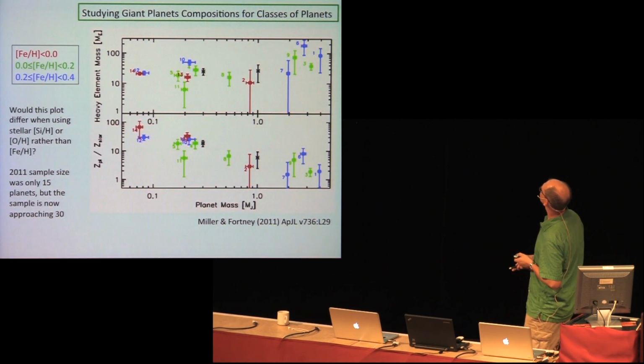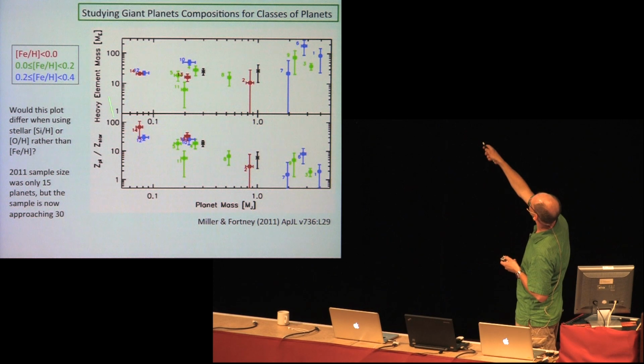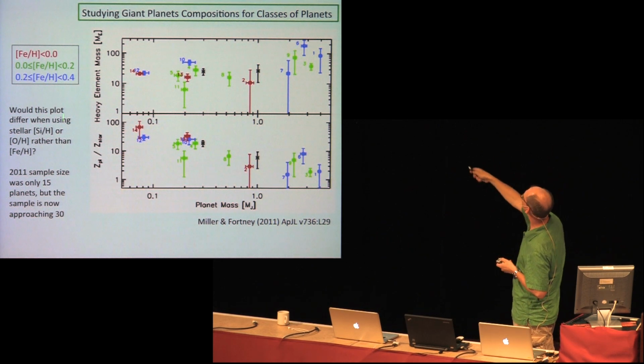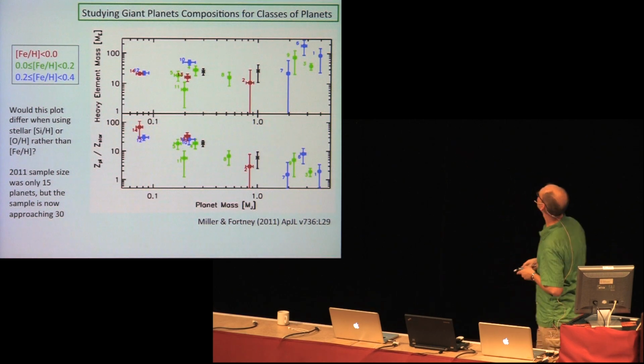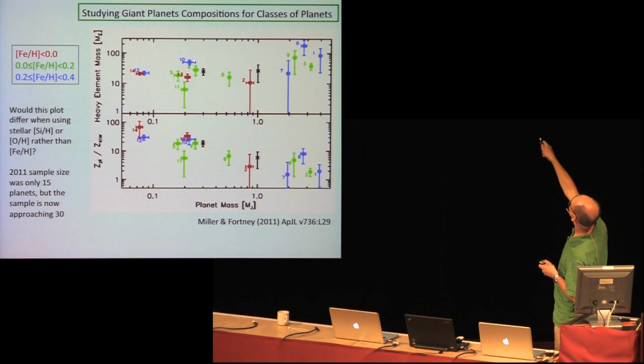So another way to cut this is looking at heavy element mass in Earth masses versus planet mass. And you can use different colors for metal-poor stars, slightly metal-rich, even more metal-rich. And you can compare the amount of metals for these planets versus Saturn. So this is Saturn and its cousins. This is Jupiter and its cousins.